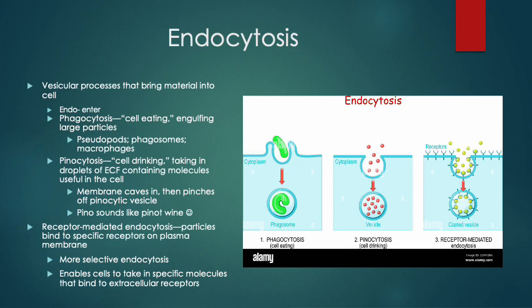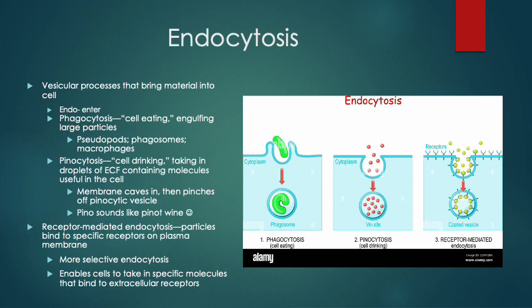Phagocytosis is when cells eat large solid particles. They can do this by using pseudopods, which are those finger-like projections that they can grow when they need them and then get rid of them. There are phagosomes, which are parts of the cell that are used to ingest things. And then macrophages also ingest large things. Cells can also take things in by pinocytosis, which is referred to as cell drinking. This is when cells take in liquid molecules.